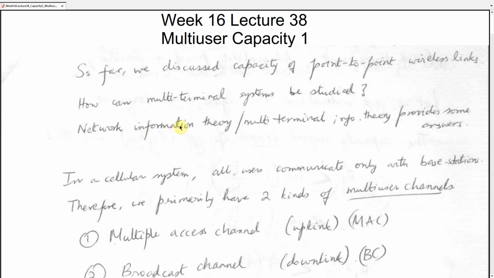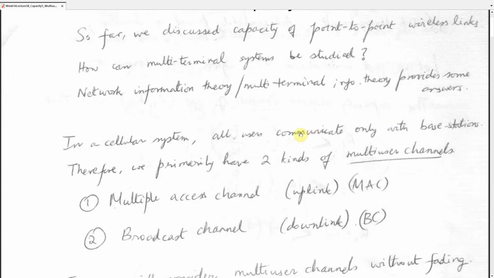In terms of information theory, we have results on multi-terminal systems. It is called network information theory. So it provides some answers, but we will not go into information theoretic concepts for multi-terminal or multi-user systems.